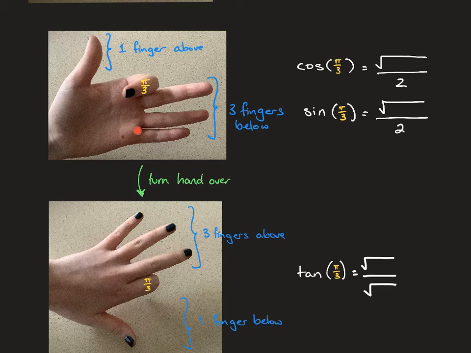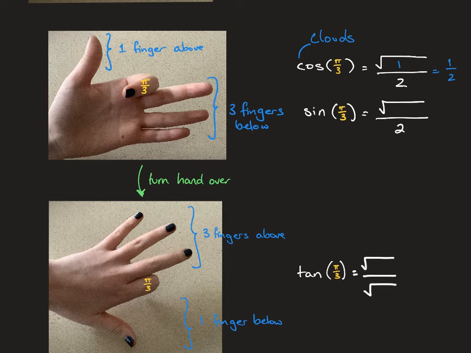So here we have a hand with the pi on 3 finger folded down. You can see above there's one finger, thumb is classified as a finger, and below there are 3 fingers below. So for cos, you count the number of fingers above. So my kids say cos to the clouds up above. And so there is one finger up above. And so cos of pi on 3, the square root of 1 is 1 over 2. Cos of pi on 3 is a half.